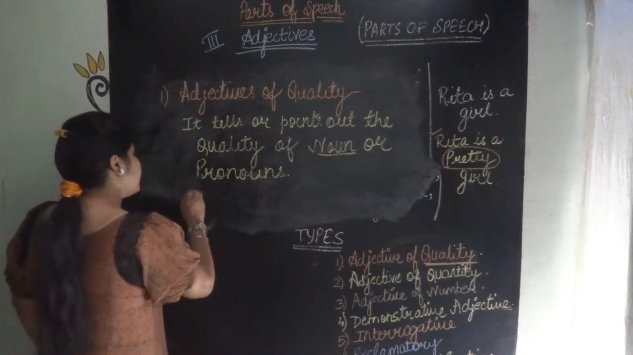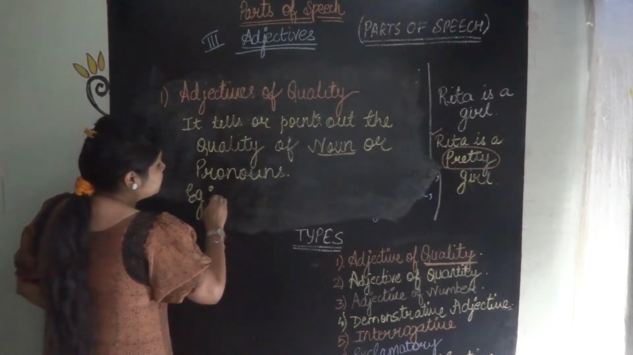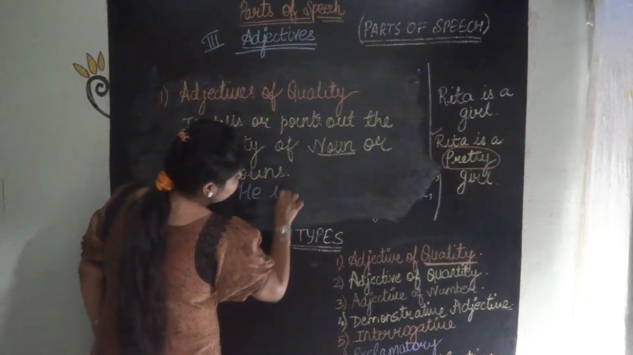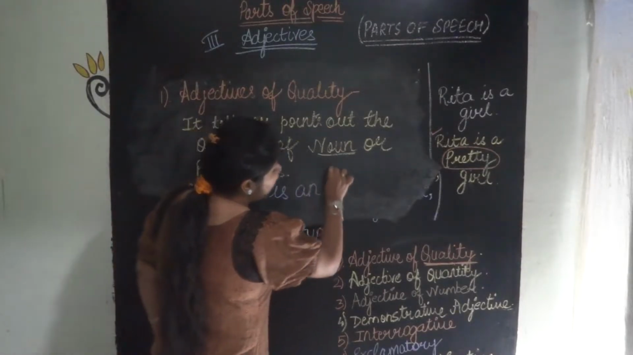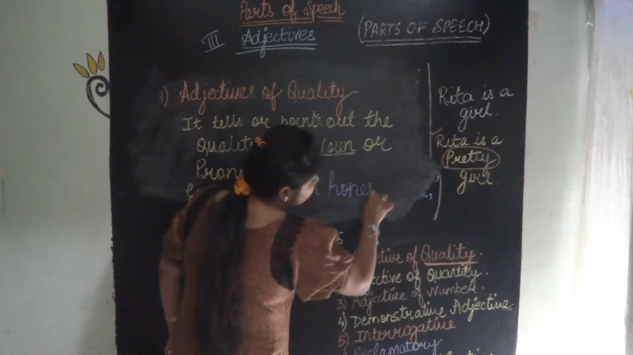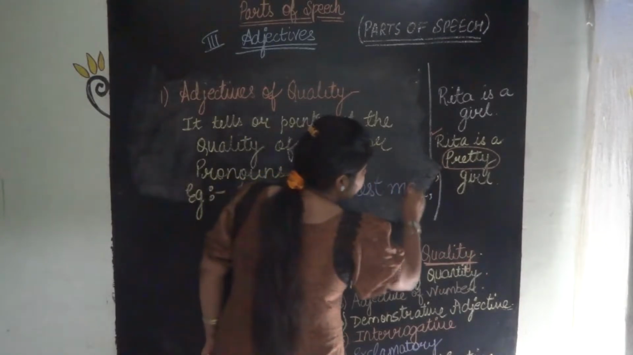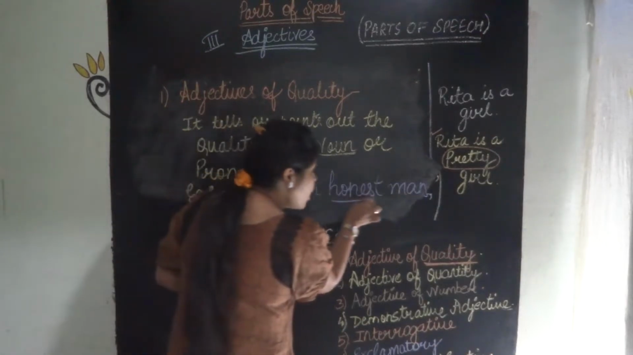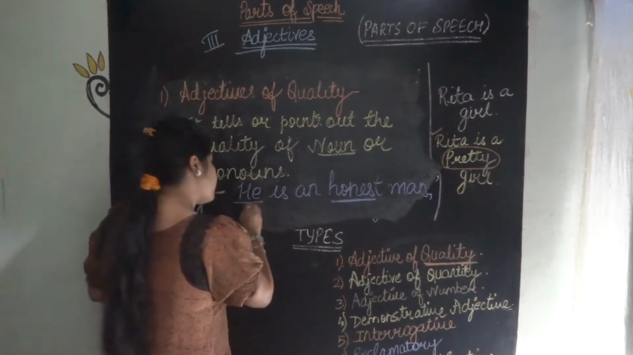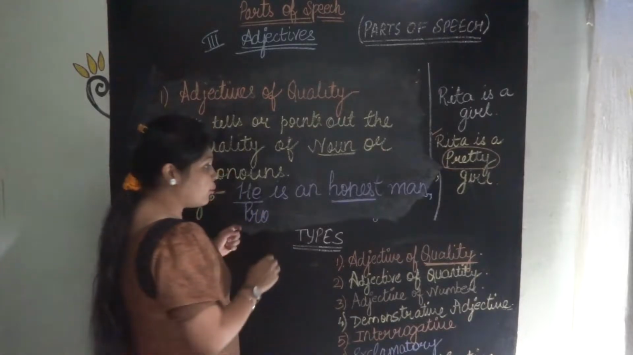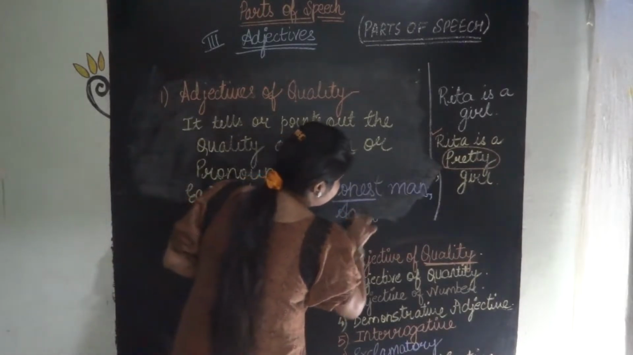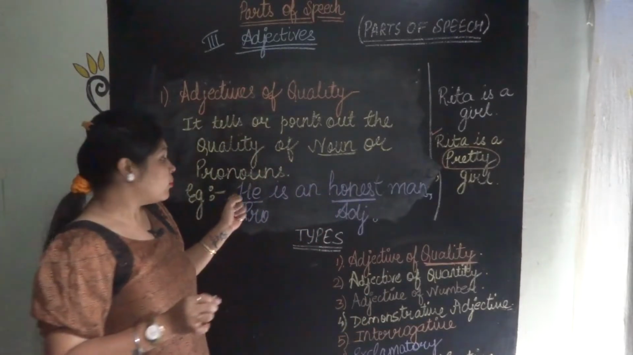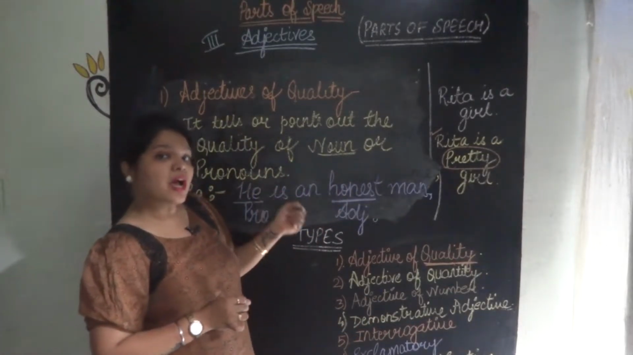One more example I'll give you. He is an honest man. So I can also say he is a man, but I am saying he is an honest man. He is a pronoun, and honest is the adjective. Means I am describing whom? I am describing a pronoun.